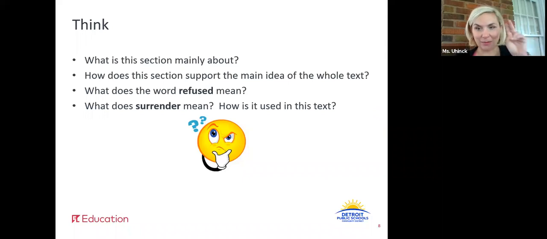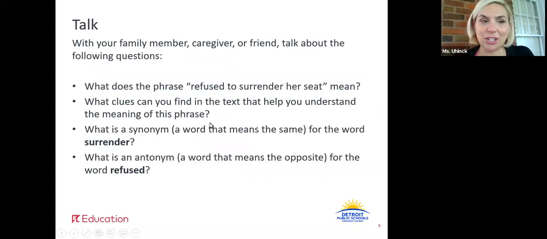All right, so we've read, we've done some thinking. Now we're going to go into the discussion. So with your family member, your caregiver, or your friend, talk about the following questions. What does the phrase refuse to surrender her seat mean? Pause this video and talk about it now. Good. All right. What clues can you find in the text that help you understand the meaning of the phrase? Pause this video, talk about that now.